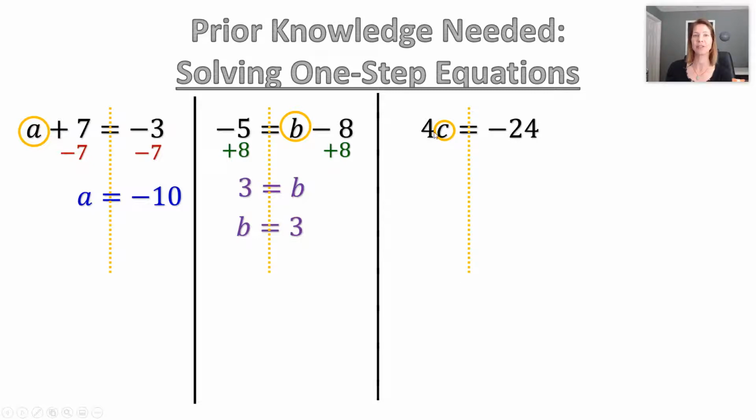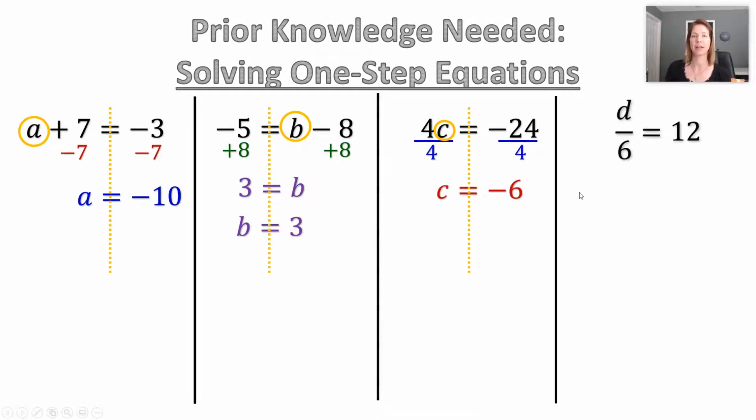So to undo times the 4, we need to divide by 4 and then simplify it to find our answer. And how do we isolate the variable in this one? Well, we're having division by 6 happening, so undo division with multiplication, because 6 divided by 6 is 1, and we simplify it and we have our answer.